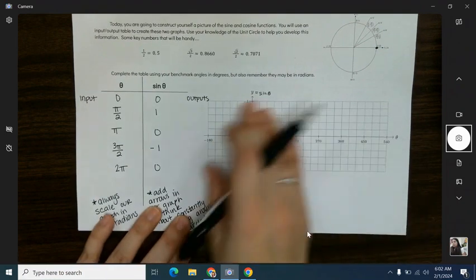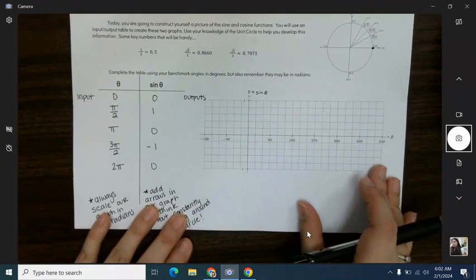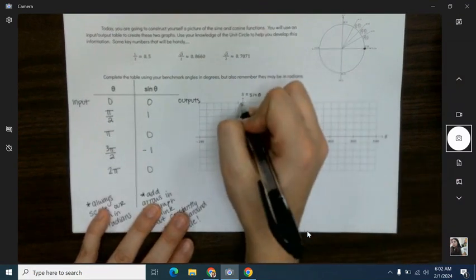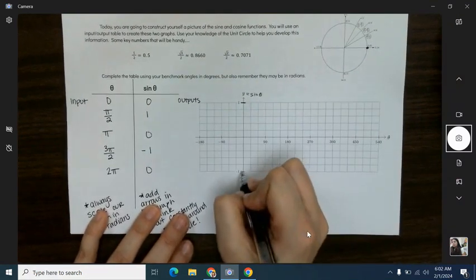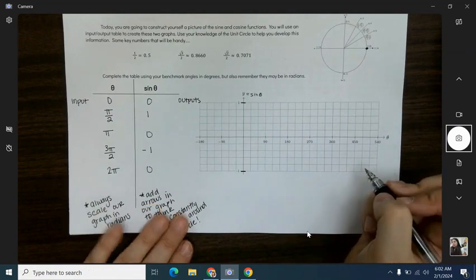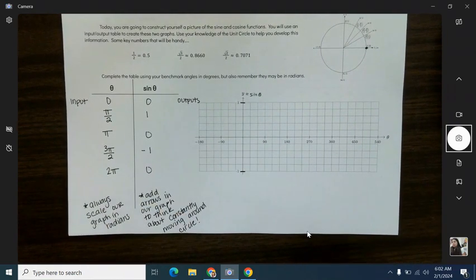Now, if we take a look at this graph right here, we notice that our highest value is 1 and our lowest value is negative 1. And if you think about it, that is because of the radius of the unit circle, right? We were only looking at a radius of 1. So our amplitude, which we'll talk about in a few minutes, is just going to be from 1 to negative 1. So our amplitude is just 1.